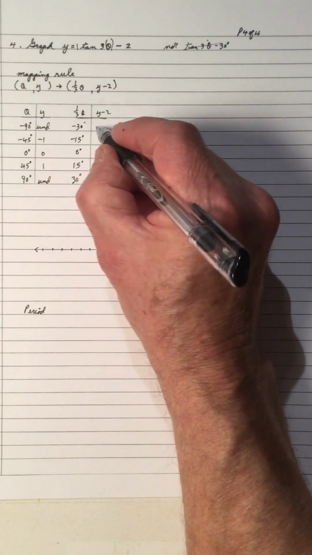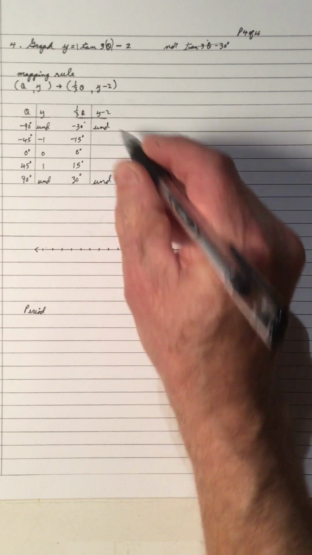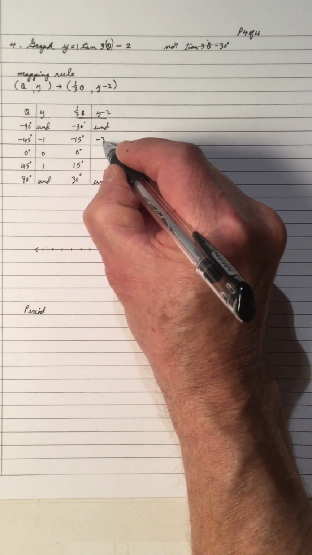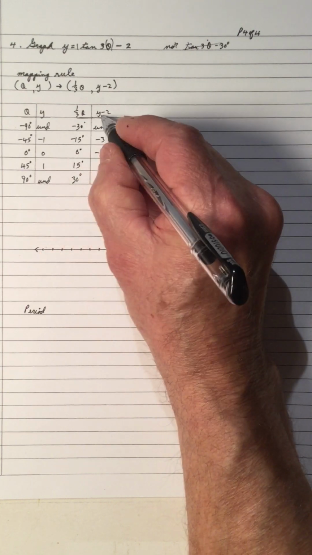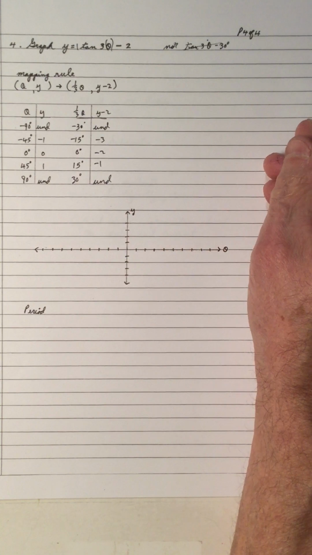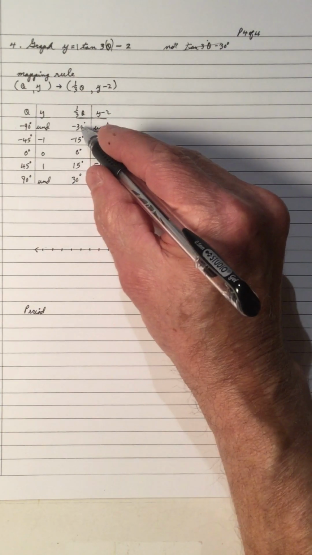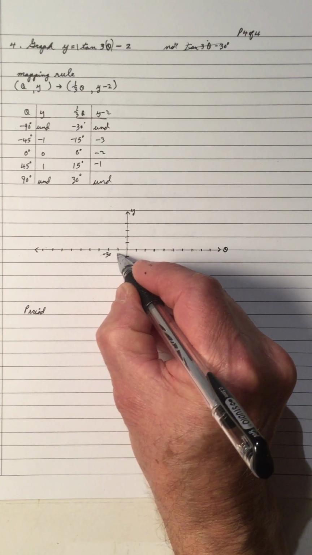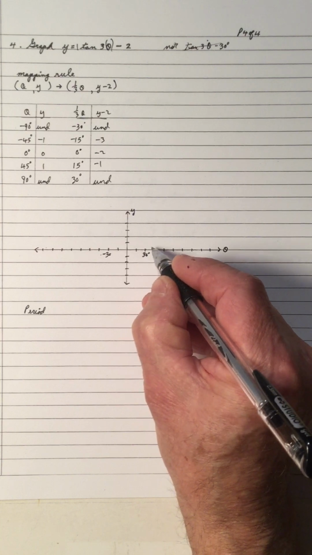Now, undefined, still undefined, and negative 1 in here, negative 1 minus 2 is negative 3. Put a 0 in here, we get negative 2. Put a 1 in here, we get negative 1. And so let's go: negative 30, negative 15, 0, 15, and 30.